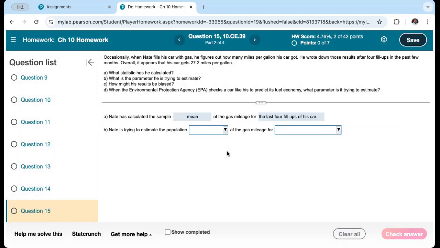Let's get to B. Who would volunteer? B, question 15. Show us the population of gas mileage. Okay. So, do you agree that this is going to be the population mean? You all agree with that? Okay. Of the gas mileage for.